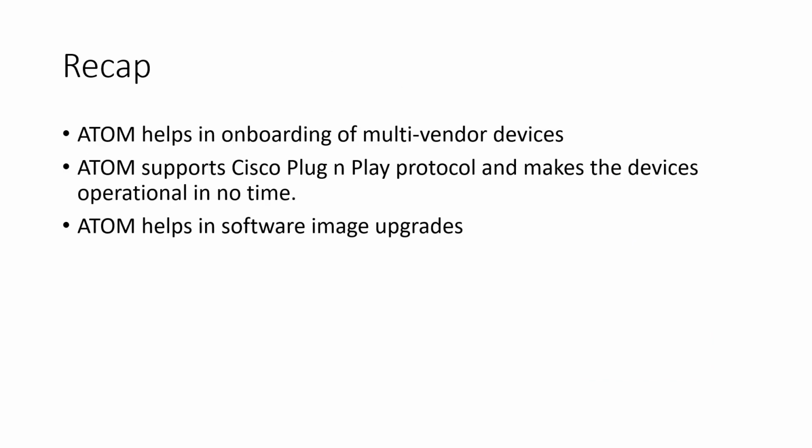Let's take a quick recap of what we have discussed so far. We discussed how Atom helps in onboarding of devices. This could be during a new network rollout. Atom acts as a plug-and-play server supporting Cisco's plug-and-play protocol and helps devices to come online in no time. And finally, how Atom supports software image management and ensures successful upgrades through a set of pre-checks and post-checks.